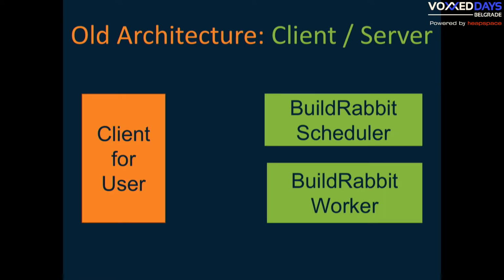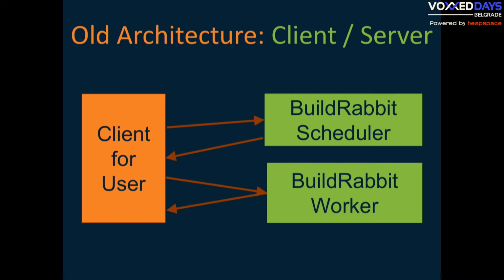So the old architecture was pretty simple. It was client-server with some load balancer. So the client would send the requests to the BuildRabbit scheduler, which will basically tell it which worker machine to talk to. So it operated as a load balancer for the client. And now, once it knows which worker to talk to, it would send the request to the worker, and then the worker will send all of its responses, all of the information about the build progress back to the client.